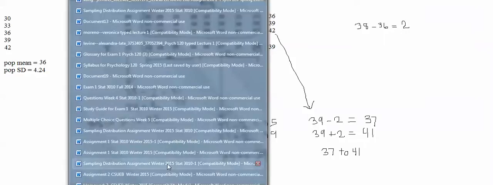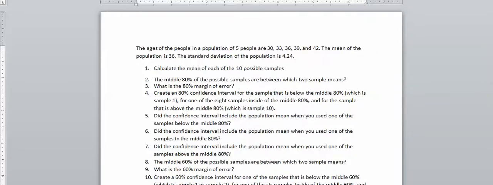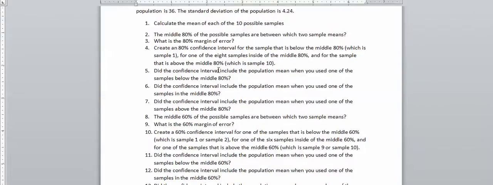Let's look back here. So the answers were no, yes, and no for 5 through 7. No, yes, no. The next question says, the middle 60% of the possible samples are between which two sample means?